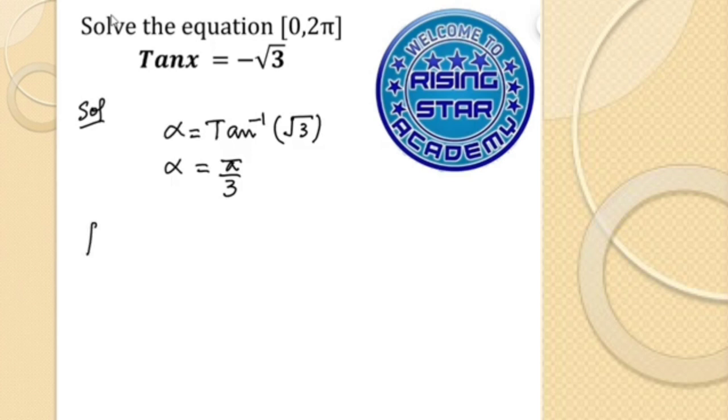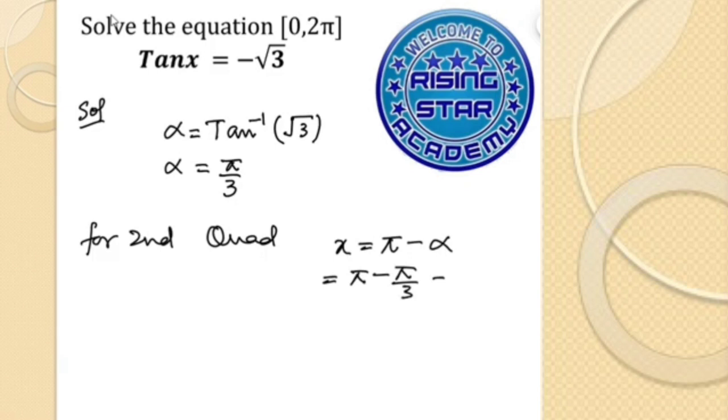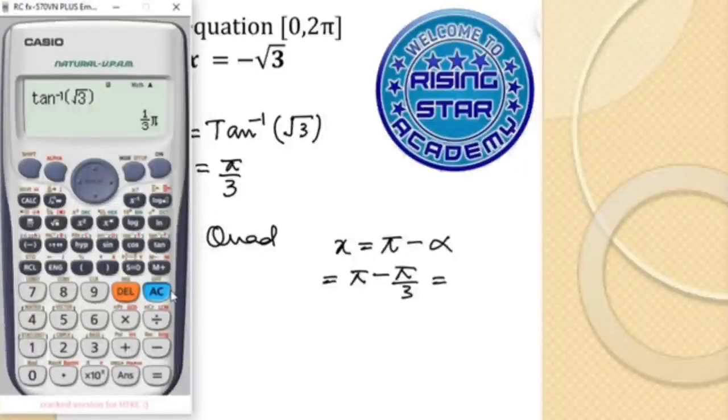Okay. So here for the second quadrant x is equal to pi minus alpha. So pi minus pi over 3. So that would become 2 pi over 3. Let me show you the work. Shift, pi minus pi over 3, 2 pi by 3.